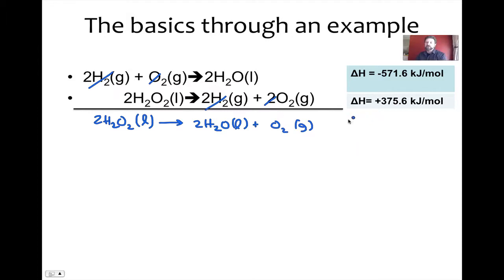375.6. So what we're going to do is we're going to subtract one from the other. Since this is negative, what we'll do is we'll go ahead and subtract the first equation's delta H from the second one. If we do that, we get 0 here. We get 6 here. Got to borrow one more time. 16 minus 7 is 9. And 4 minus 3 is 1. So what I get is negative 196 kilojoules per mole.